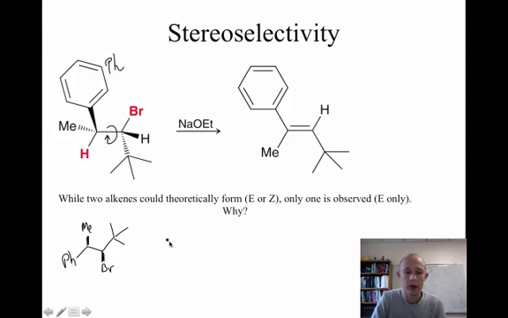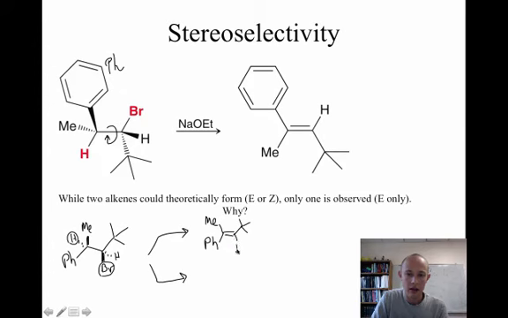If we form that double bond between those two carbons, you can imagine that there's two theoretically possible alkenes that could form. We could have a phenyl. So just to make this clear, we have a hydrogen here, we have a hydrogen here, and we're going to eliminate HBr, right? So on this side of the alkene, we're going to have a methyl and a phenyl. And on this side of the alkene, we're going to have a tert-butyl and a hydrogen, right?